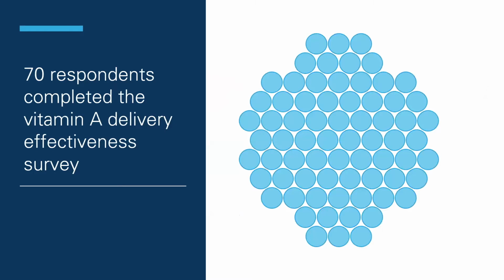So after having identified and defined the 11 suggested delivery effectiveness parameters, we asked decision makers if these indeed are relevant for decision makers. And we also asked about the relative importance of different parameters. This was done in an online survey. We went global with this survey and we received 70 complete responses. Next slide.